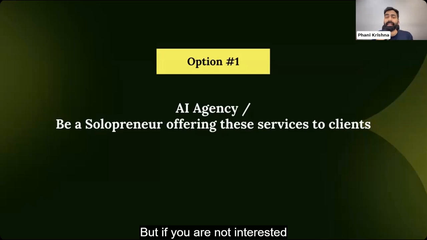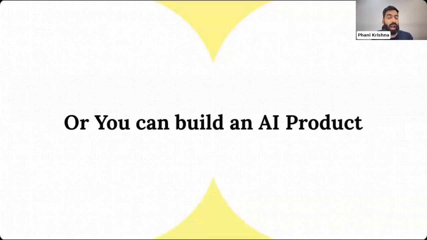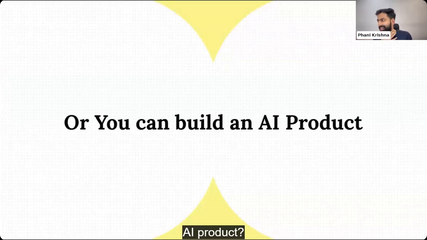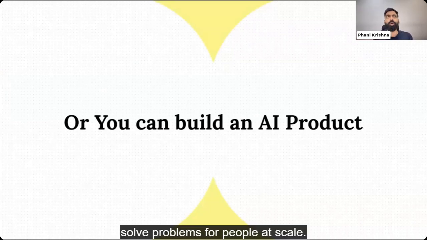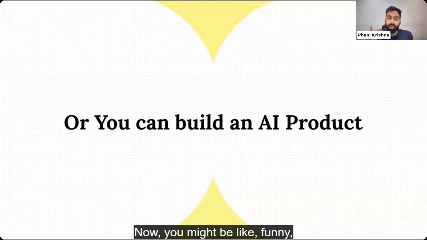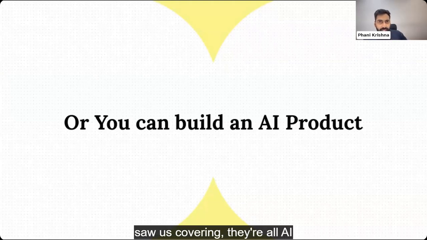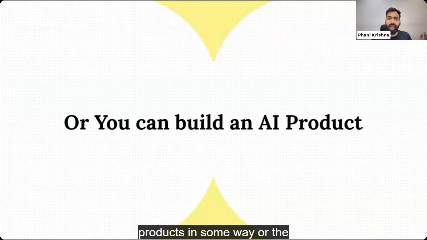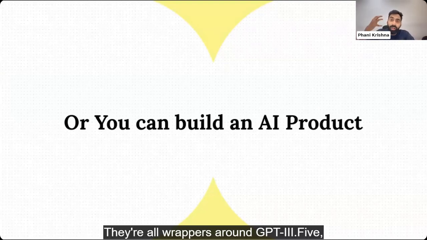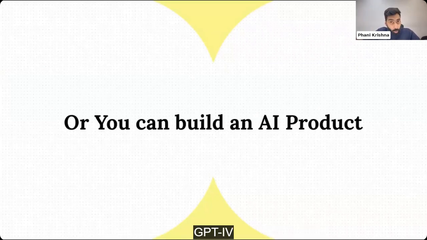But if you are not interested in building solutions for other people, you can also build an AI product. What do I mean by an AI product? It is a product that can solve problems for people at scale. Now, you might be wondering, how am I going to get ideas to create AI products? For example, all of the tools that you saw us covering are all AI products in some way or the other. They're all wrappers around GPT 3.5 and GPT 4 models.